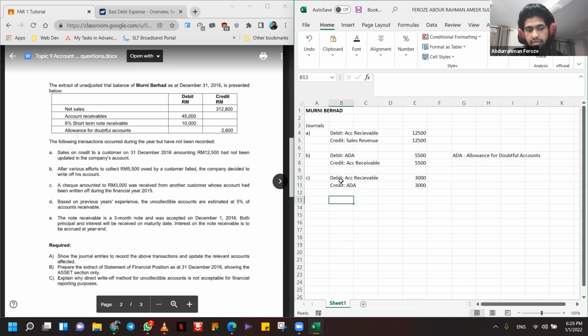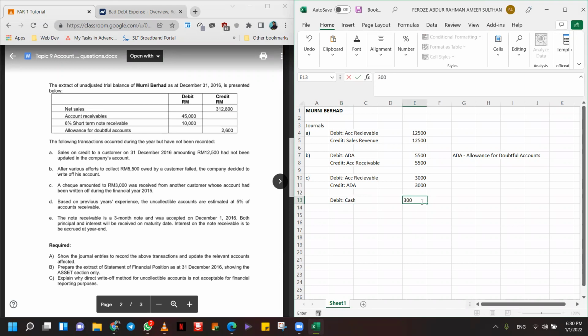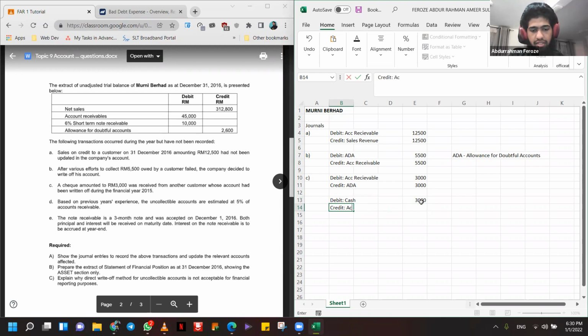What is the second entry here? Now the company has received 3,000. The amount has been received from the customer. What does that mean? Debit cash 3,000 and credit accounts receivable. This is the standard thing that you do when you receive money. So for this transaction, there are two entries.